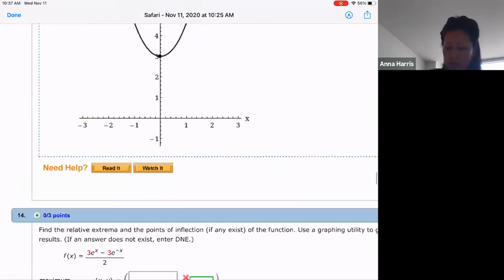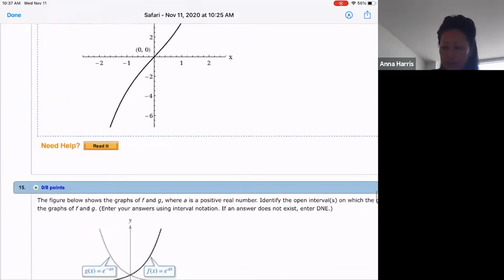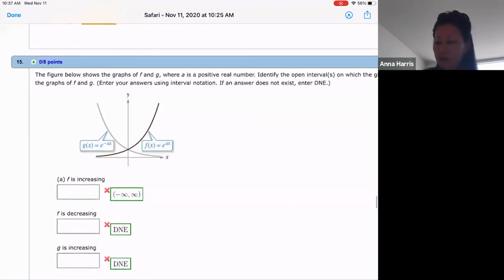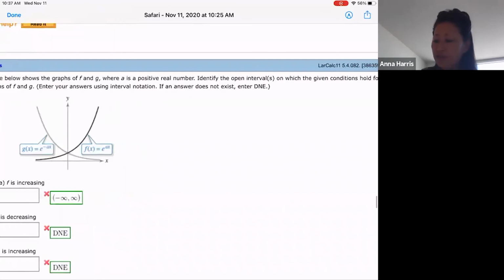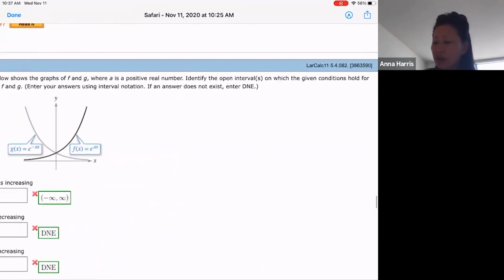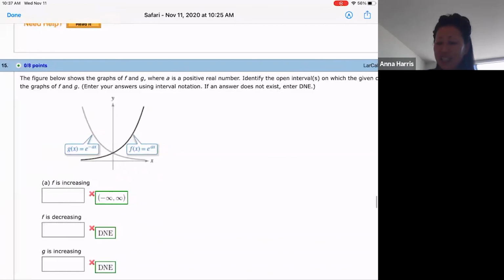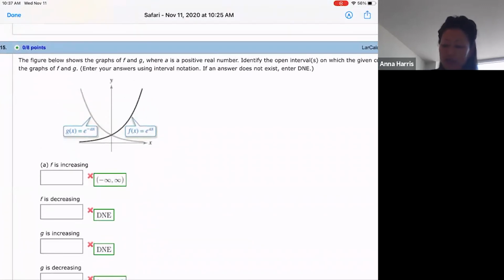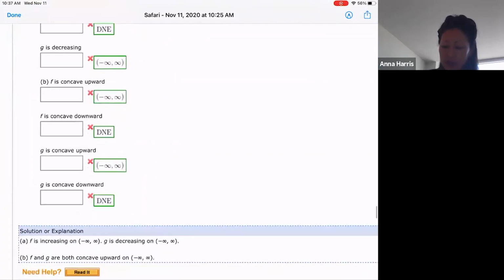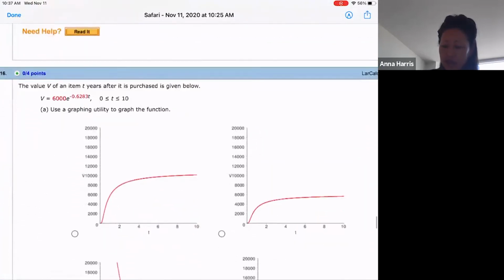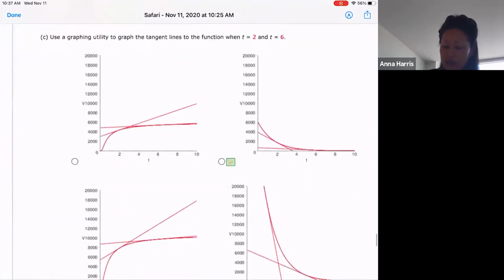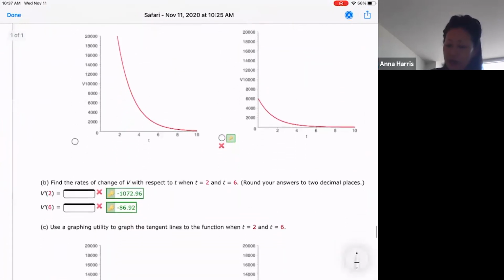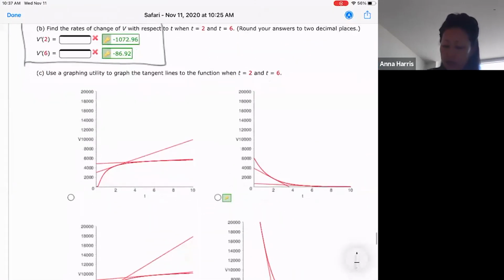So I think, let me see, same thing for here. Okay, the figure below shows graphs of f and g, where a is a positive real number. Identify open intervals in which the given condition holds for the graphs of f and g. So f is increasing, f is decreasing, so you can just look at this graph to figure out what to do. So this is good. Just look at the graph and you can figure it out. That means just take a derivative of this to figure out this part right here. So we got that.